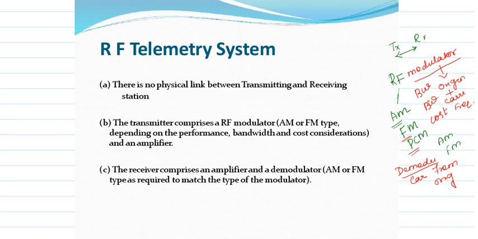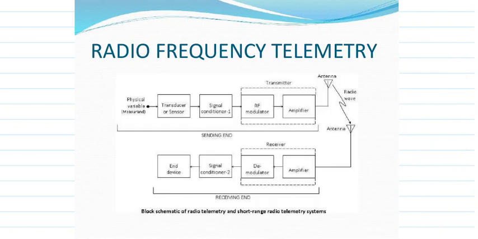Generally, an RF telemetry system consists of three things: there will not be any physical link, then the RF modulator, then the RF demodulator, and for manipulating the signal we need an amplifier circuit. So this is my block of radio frequency.